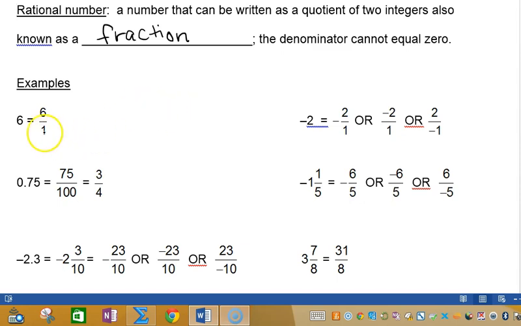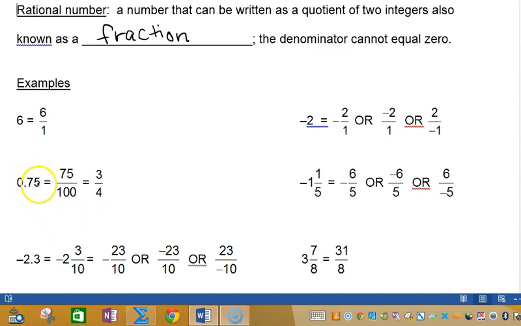So here are some examples. 6 can be written as a quotient of two integers. It's the same thing as 6/1. 6 divided by 1 is still 6. So right here we're representing it as a quotient of two integers. -2. We can write -2 as -2/1, where now we have a quotient of two integers. Remember, with a fraction, you can either assign the negative to the numerator or you could assign the negative to the denominator. Either way, it would be -2.